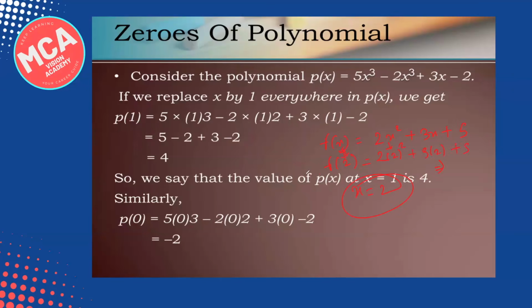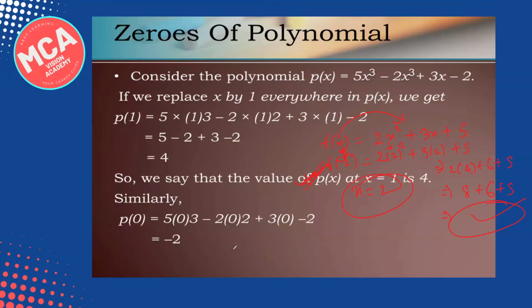I'm just repeating it. You must have learned this in 10th, 11th standard. So this is 2 into 2 square is 4, plus 3 into 2 is 6, plus 5. So 2 into 4 is 8, plus 6, plus 5. Then you get the value just by adding this. This is how you find or substitute the values in any of the functions, in a polynomial function.